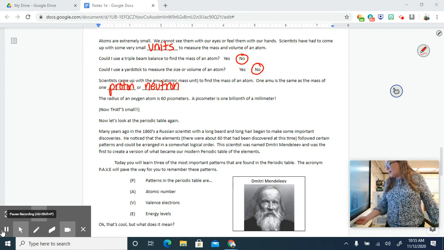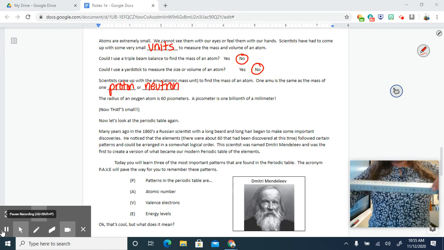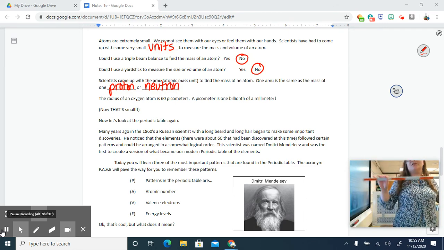So I also got this because I wanted to show you something. The radius of an oxygen atom is 60 picometers. So I want to try to help you wrap your head around what that means. So we look here at our meter stick, and of course we know that 1 meter is 1 meter. If we have 10 of these, then we have a decimeter. If we have 100 of these, we have a hectometer. And if we have 1,000 of these, we have a kilometer, right?